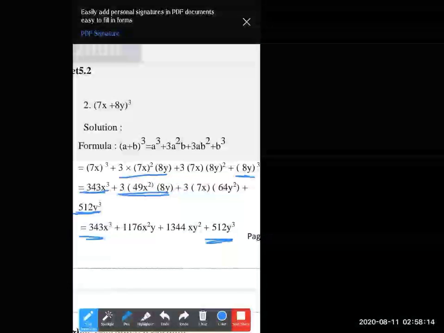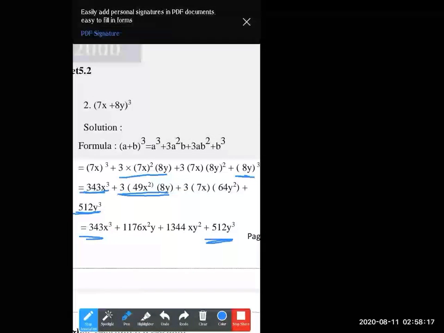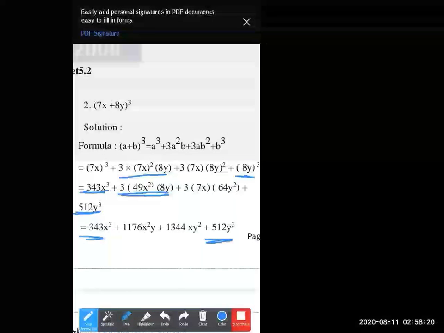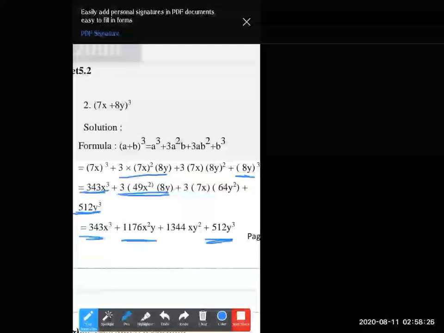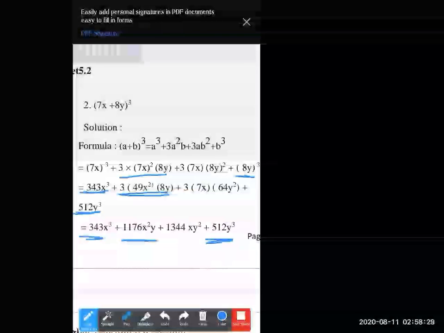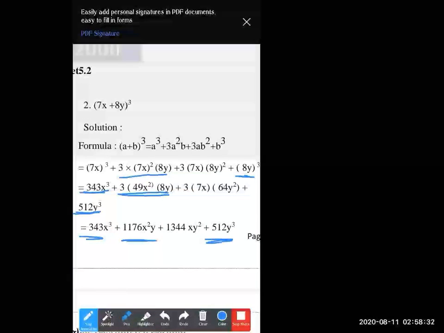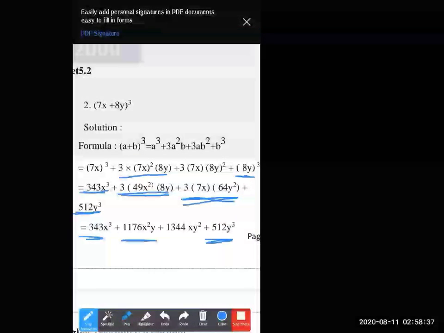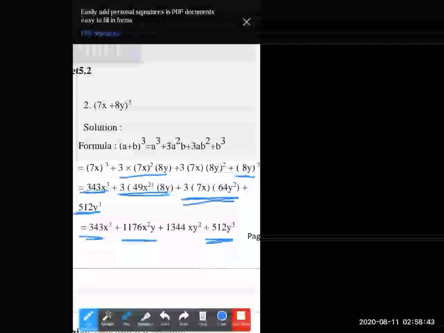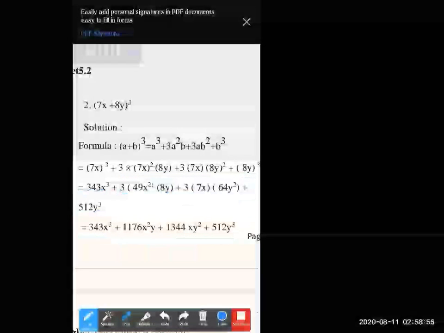I hope everyone is doing the working things on your side of the book. So if it is matched, very good for you. After multiplying 3 into 49 into 8, we are getting the answer as 1176 x square y. X square y will remain as it is. Now the next is 3 into 7 into 64. You multiply, you will get the answer as 1344 xy square.